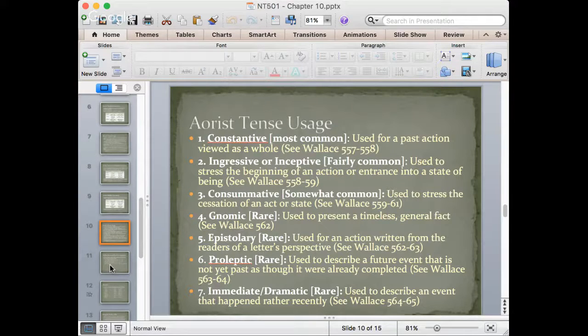As a reminder, the aorist is the second most common tense. It's up there with the present. So you're going to see aorist a whole bunch, over 10,000 occurrences. So get used to it.